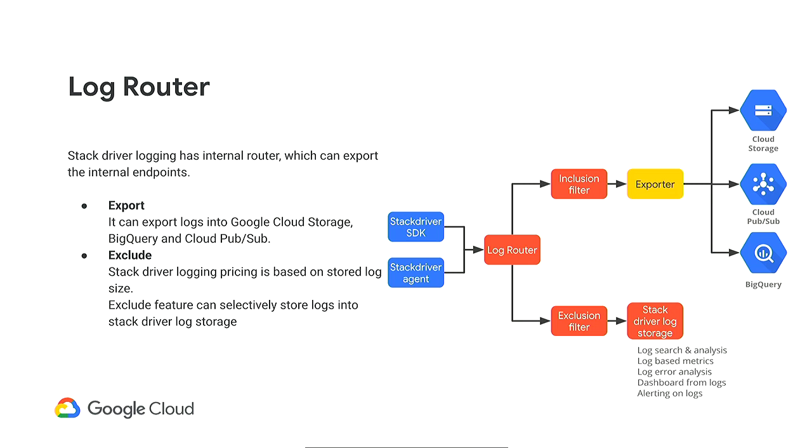In addition, basically, Stackdriver Logging pricing is based on the stored log size. If you have to store a lot of logs, it can bring a cost issue. So Stackdriver also provides an exclusion filter, which means that you can selectively store the log based on the filter rule. And you can save the cost.